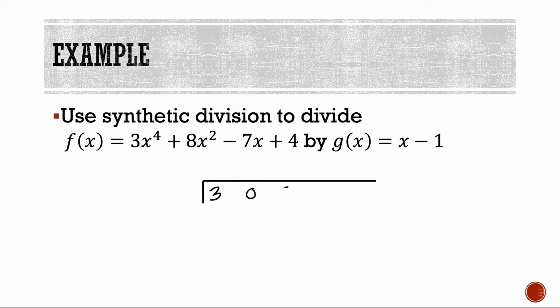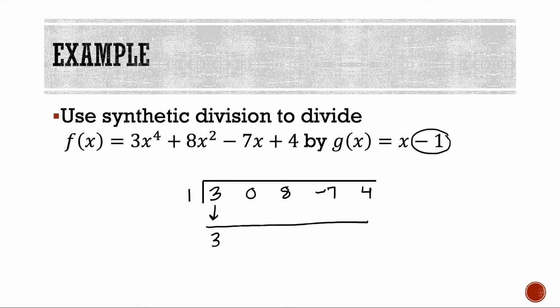I have an 8x squared, so I'll use the 8. I have a negative 7, and I have a positive 4. Now, I'm dividing by x minus 1. So on the outside, I'm going to put the opposite of this number that I have here. So in that case, I'm going to put a positive 1 on the outside. Now, synthetic division is simply a repetition of multiplication and addition. So to begin, we're going to take this first number and drop it down.